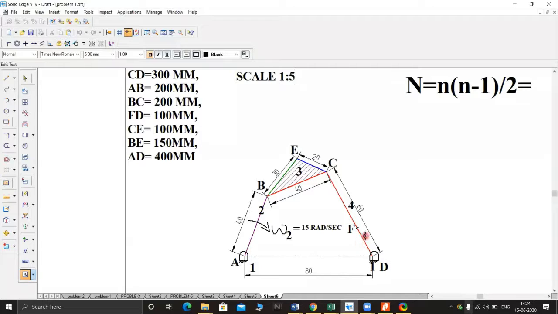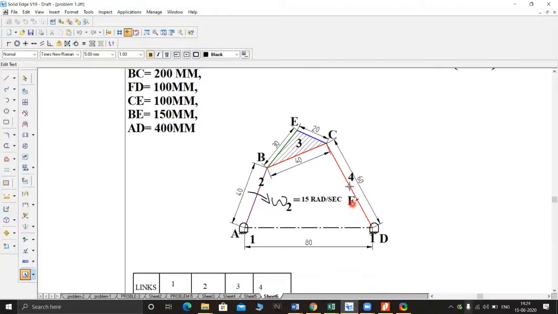Don't split here, because it's a 4-bar mechanism, so 4 links should be there. Don't take CF as the 4th link and FD as the 5th link, not like that. Total CD we consider as one link, that is the 4th link. In that, omega 2 is given, it is rotating clockwise at 15 radians per second. That is the given data. First question is we need to locate this.